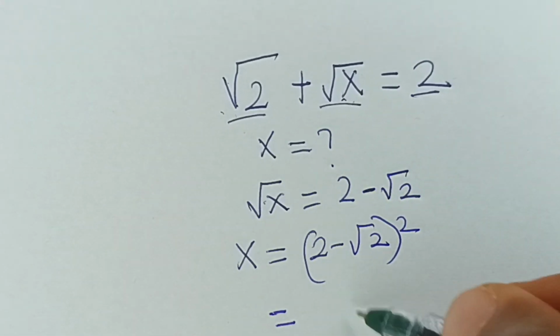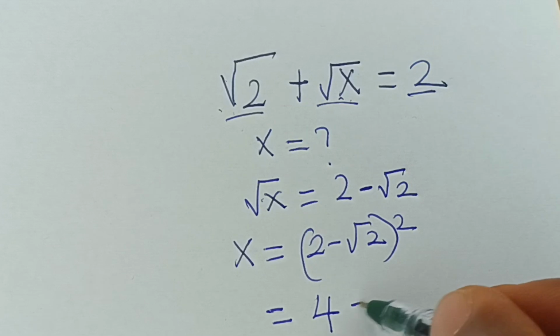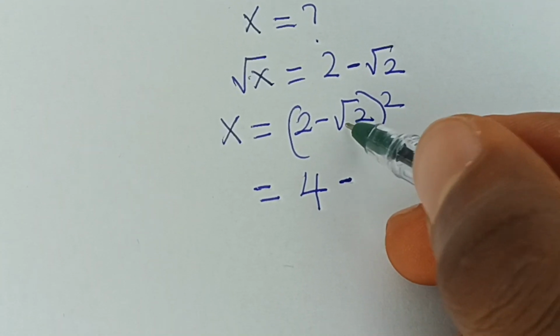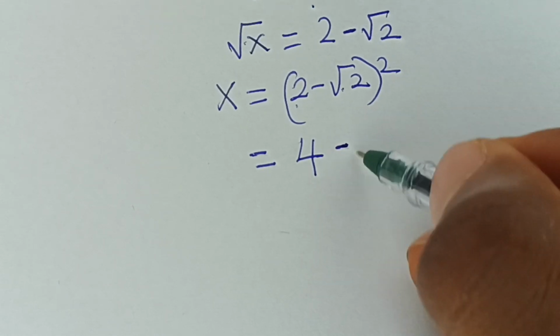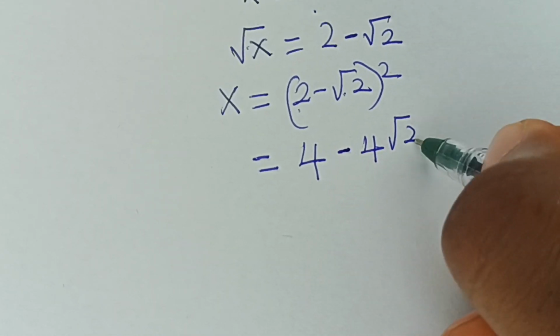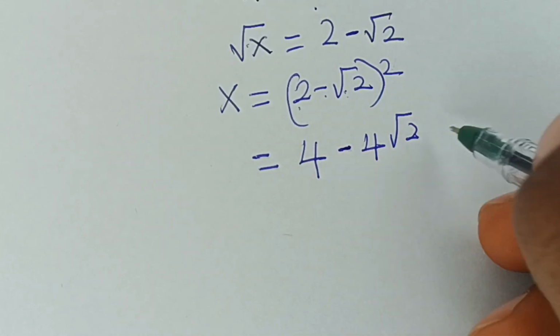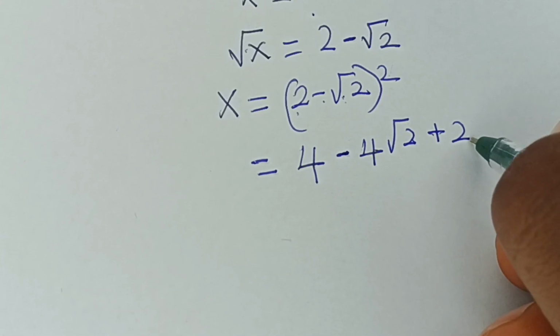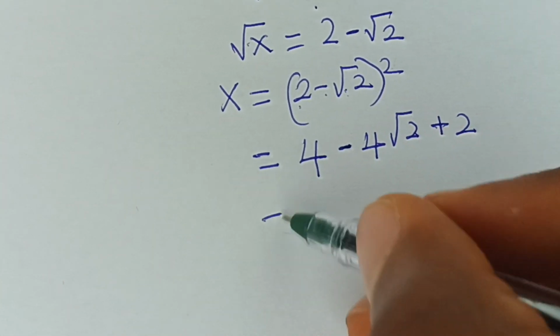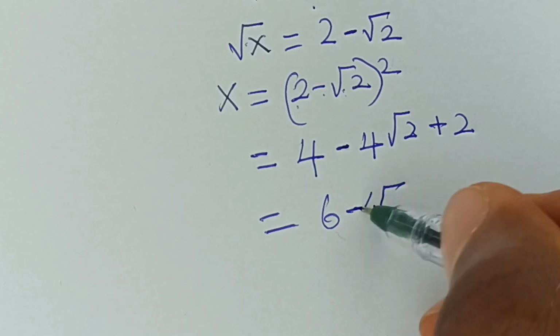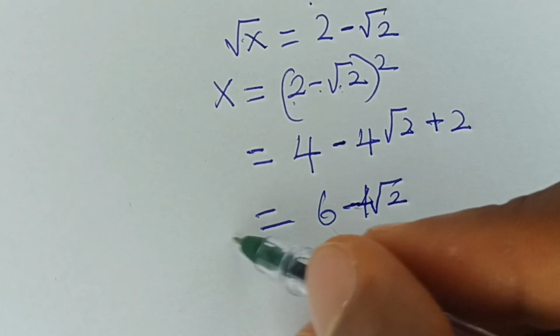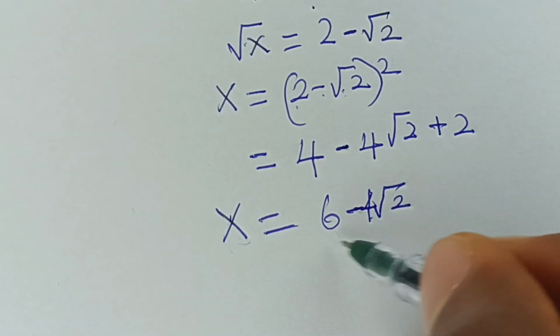Now this is equal to 2 squared is 4, minus root 2 times 2 is minus 2 root 2, times 2 is minus 4 root 2. Then we have minus root 2 squared is plus 2. Okay, now this is equal to 6 minus 4 root 2. Okay, so our x here will be equal to 6 minus 4 root 2.